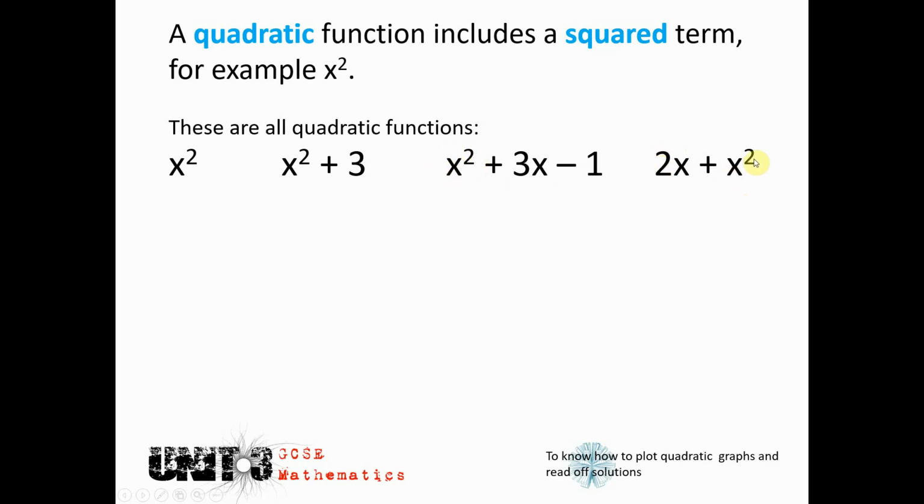And although this is written back to front, it's still a quadratic. The highest power is x squared. And we can have a negative power as well. We can have a negative x squared as well. I'll show you what that looks like in a second.